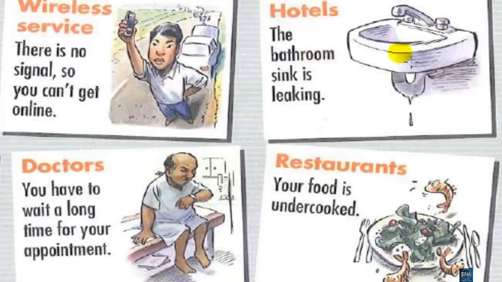What is the second complaint? What is the second problem? Complaint means problems. Problems for people. In hotels, the bathroom sink is leaking. Look, this is a sink, and this is the bathroom sink, and the bathroom sink is leaking. Look here, leaking, allowing water to escape. Water is getting out of it. Drops of water.